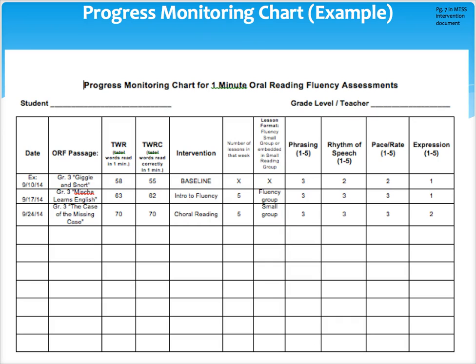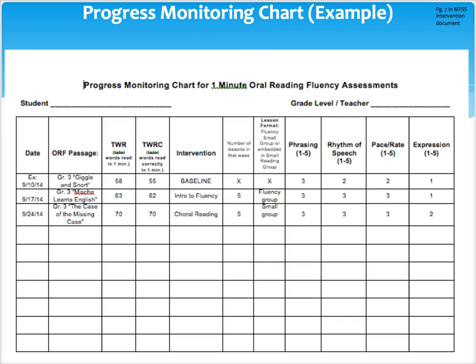Here's an example of a progress monitoring chart that you will have for each student in the fluency intervention. You will have not only the date, what ORF passage they are reading, grade and title, total words read correctly, what intervention you completed, number of lessons, lesson format, whether it's in a fluency group or in addition to a small group, and then the 4 elements of fluency scored on a scale of 1 to 5.